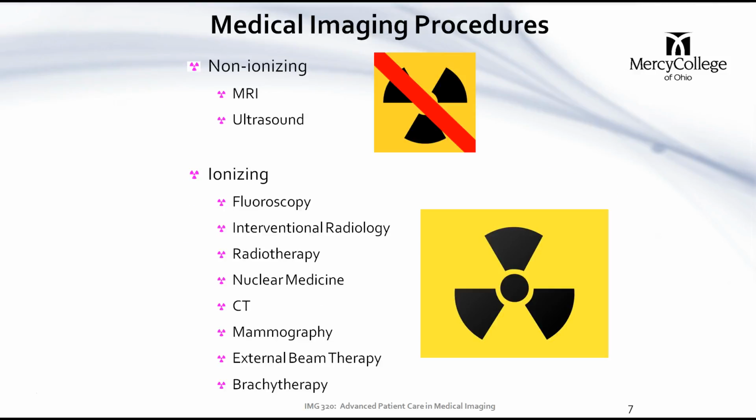Then we're going to talk about medical imaging procedures. Obviously, all of us here are in one of these, or maybe more than one. We're going to talk about non-ionizing, the MRI and the ultrasound, and then we're going to get into the ionizing, which is pretty much the CT, the nukes, the regular X-ray, the mammograms, and things like that. So we're going to discuss a little bit about each one of those.